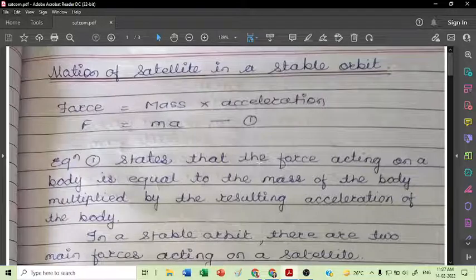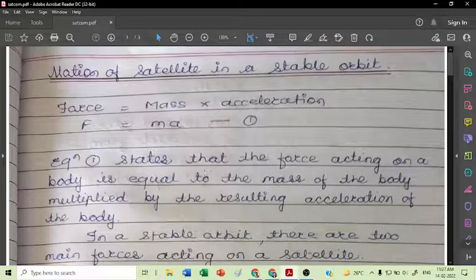Good morning. Today I am starting with motion of satellite in a stable orbit. Now as we know, force is equal to mass into acceleration, or F = m a. This is equation number 1.